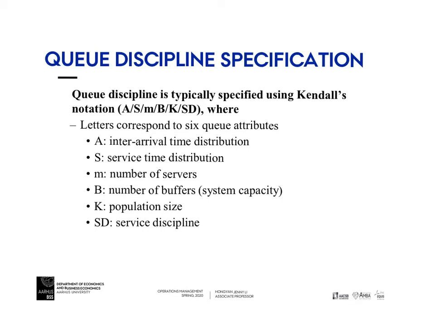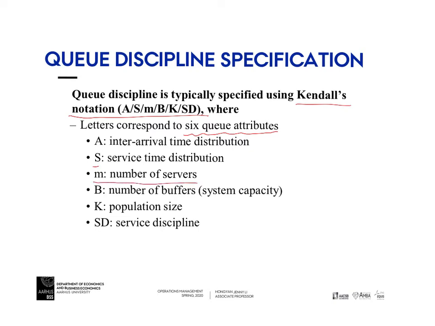In the literature, the queue normally is specified by different disciplines. Here, the queue discipline is typically specified using Kendall's notation. We use different letters, A, S, and so on, to show the different specifications. We call them queue attributes. For example, A shows the inter-arrival time distribution, like how much time between two sequential arrivals. Capital S is the service time distribution: normal distribution, exponential distribution, and so on. M is the number of servers.